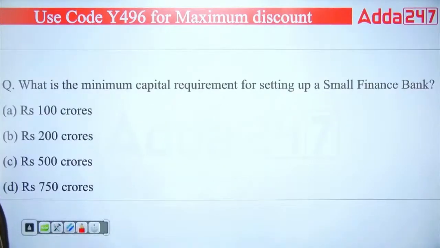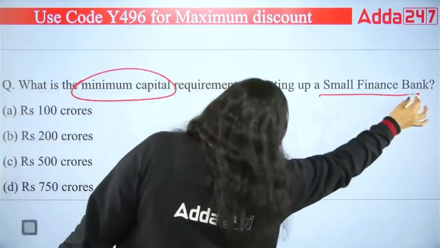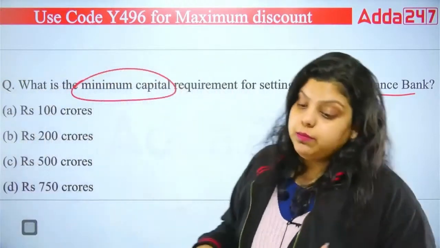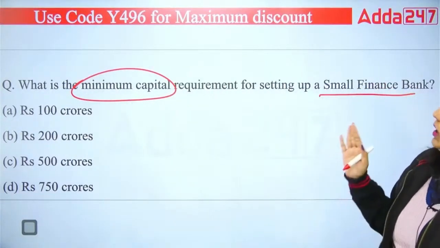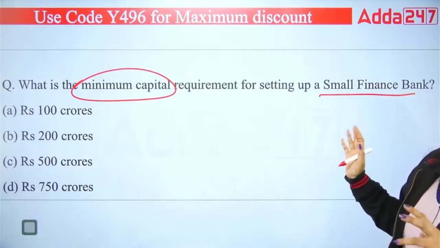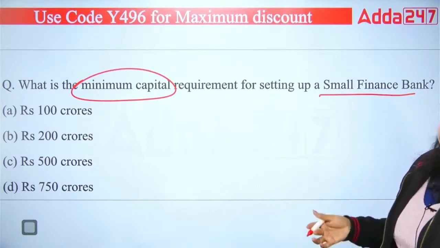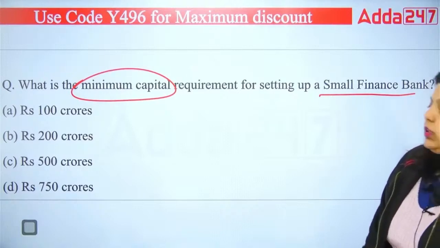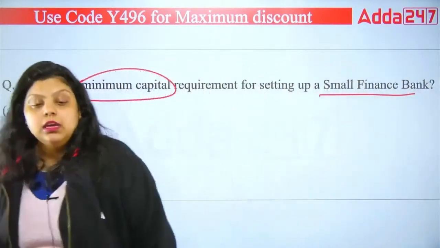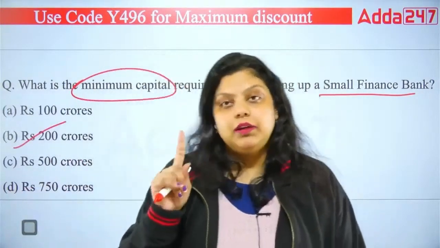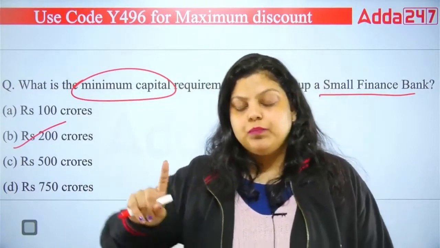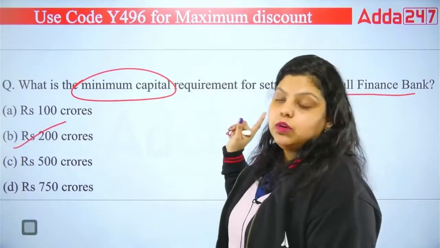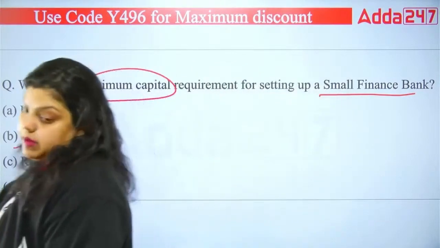Next question: what is the minimum capital requirement for setting up a small finance bank? The small finance bank is a type of differentiated bank. The payment bank and the small finance bank are known as differentiated banks, which means they have been established with a certain purpose, a certain objective. For the small finance bank, the minimum capital required is 200 crores. When it was introduced in 2015, the minimum capital requirement was 100 crore, same as for the payment bank. The payment bank still has a 100 crore requirement, but the small finance bank requirement has been increased from 100 crore to 200 crore. So the right answer will be B.